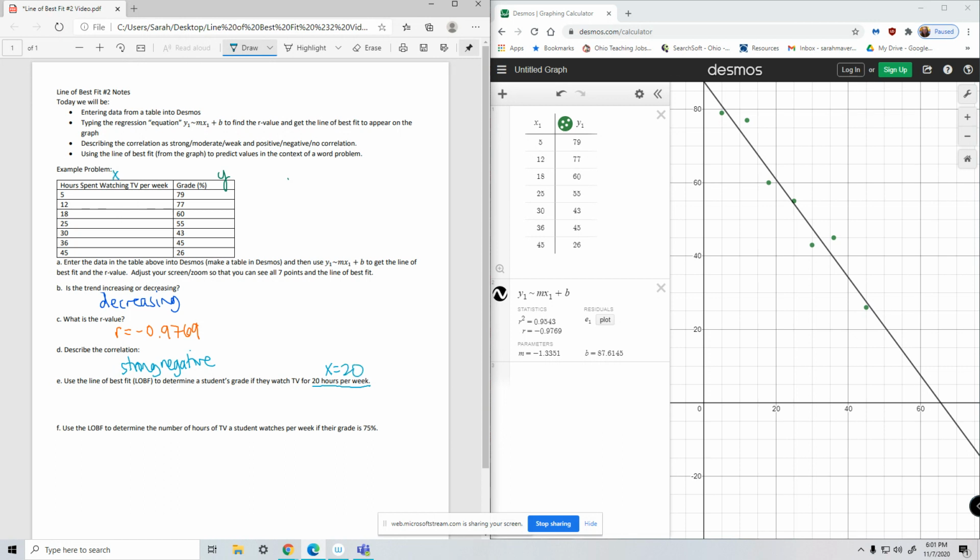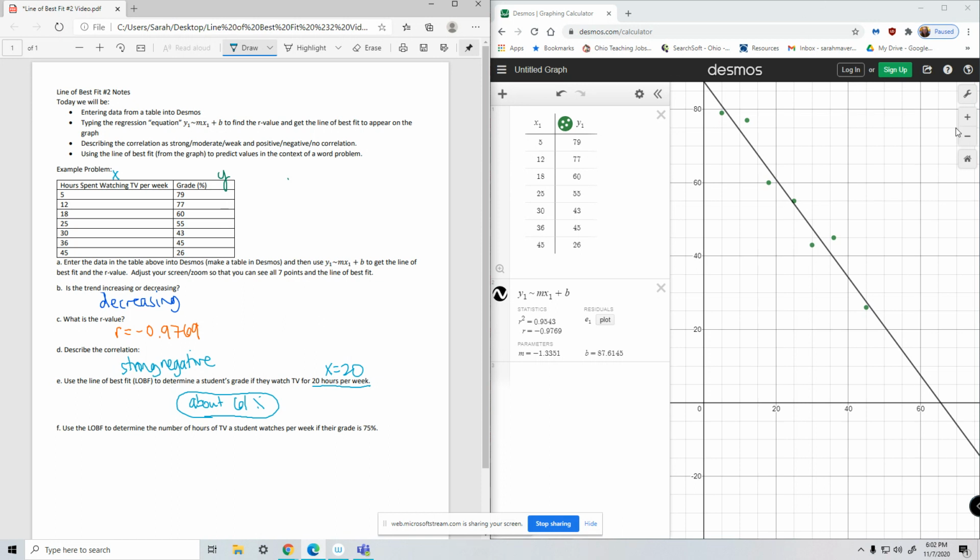So when X equals 20, that's right here. I'm going to follow that up until I hit my line. My Y value is right about here, which is just a little bit above 60. So I would say that's about 61%. So if a student watches 20 hours of TV a week, which is basically a part-time job, you would expect their class grade to be about a 61% based off of the line.